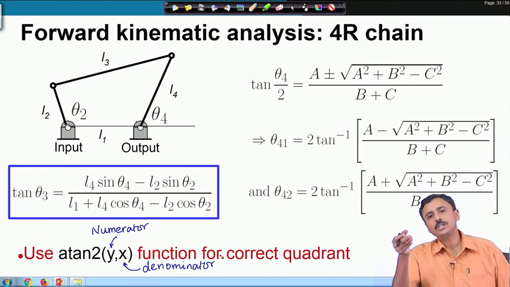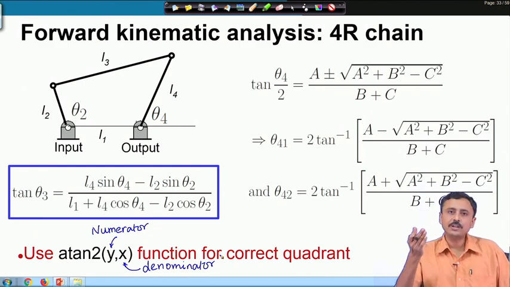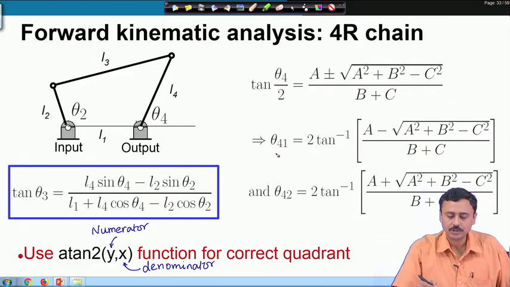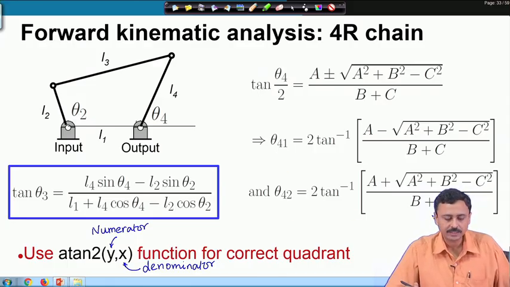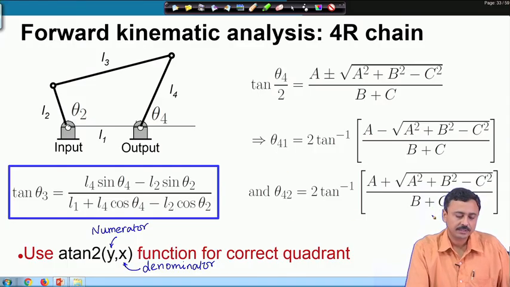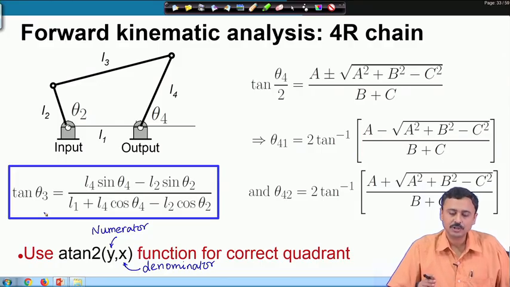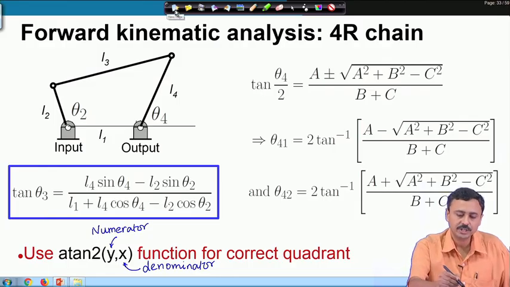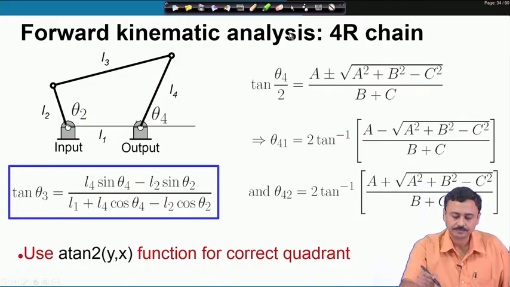And this atan2 function will look at the sign of this numerator and denominator and decide the quadrant. So, it gives you the quadrant in one shot. Therefore, you will get two solutions, theta 4 1 and theta 4 2 as written here, and corresponding to that you will get two solutions of theta 3. So, you have to use this atan2 function to determine the correct quadrant.